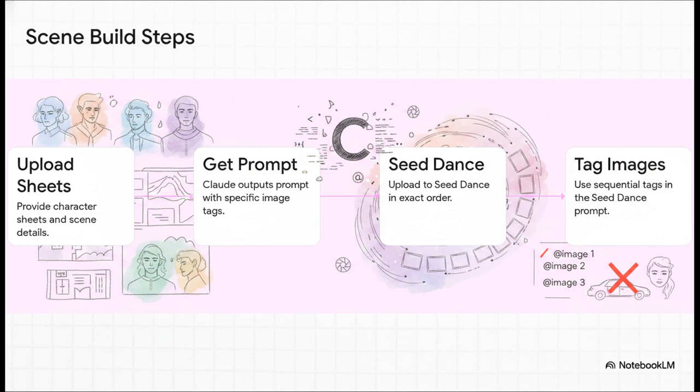Next, and pay attention because this is absolutely critical, you move over to a video generator, something like Seed Dance. You can upload up to 9 reference images there, but you must upload them in the exact sequential order that Claude gave you. Why? Because that upload order strictly dictates the @image1 and @image2 tags in your text prompt. If you mix up that order even a little bit, the AI is going to get super confused and try to apply your character's face to like a car in the background.